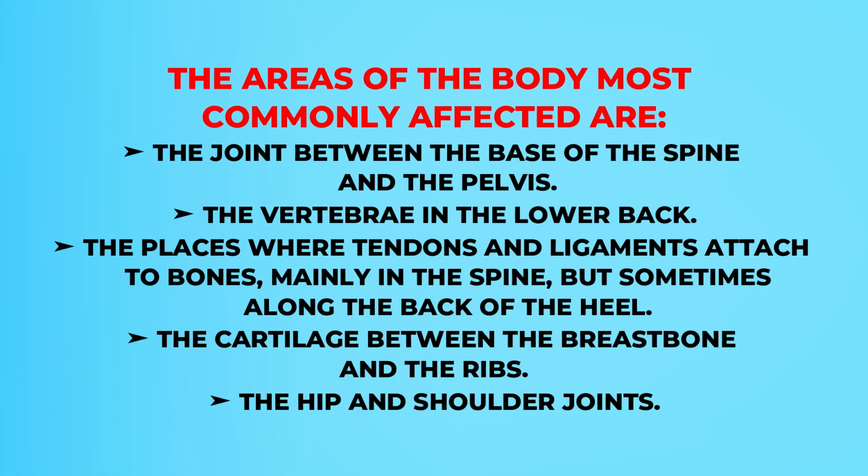Doctors say that the early symptoms of ankylosing spondylitis might include pain and stiffness in the lower back and hips, especially in the morning and after periods of inactivity. Neck pain and fatigue are also common. Over time, symptoms might worsen, improve, or stop at irregular intervals. The areas of the body most commonly affected are the joint between the base of the spine and the pelvis, the vertebrae in the lower back, the places where tendons and ligaments attach to bones, mainly in the spine, but sometimes along the back of the heel, the cartilage between the breastbone and the ribs, the hip and shoulder joints.